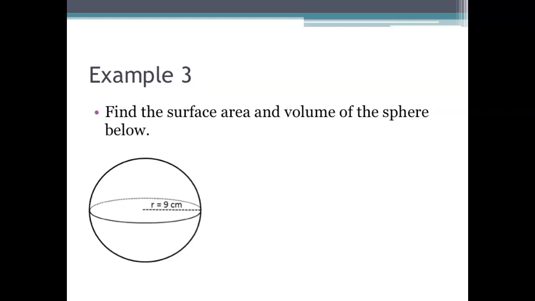Alright, so to find the surface area, remember that's 4 pi r squared. R is 9, so this is equal to 4 pi times 9 squared. Make sure when you are simplifying these that you deal with exponents first before you multiply. So this comes out to be about 1017.9, and this is a surface area, so this will be in square centimeters.